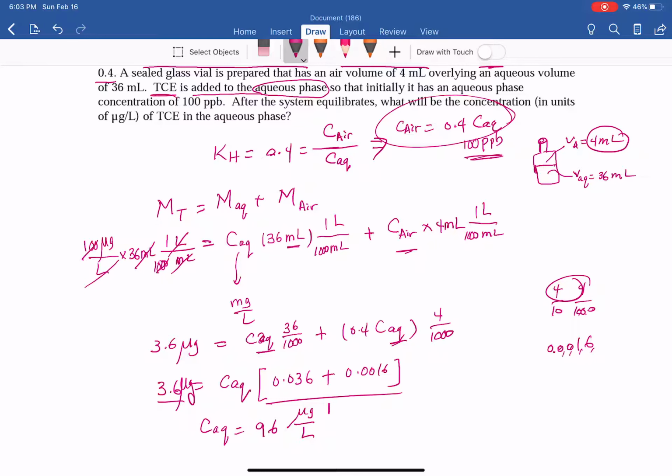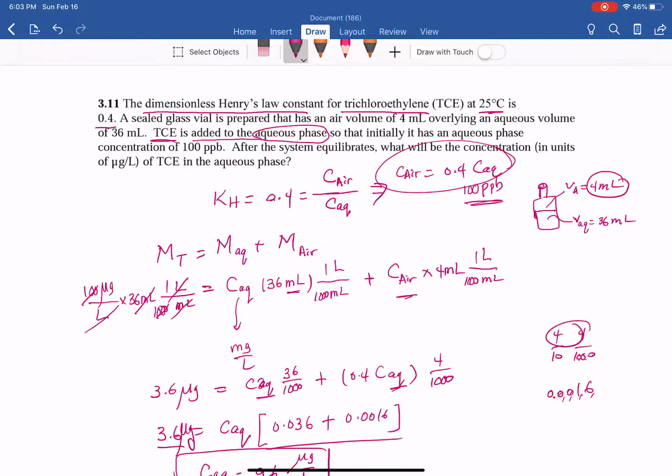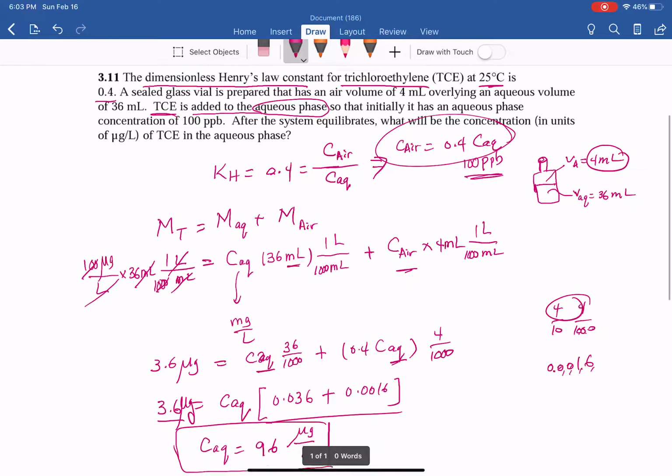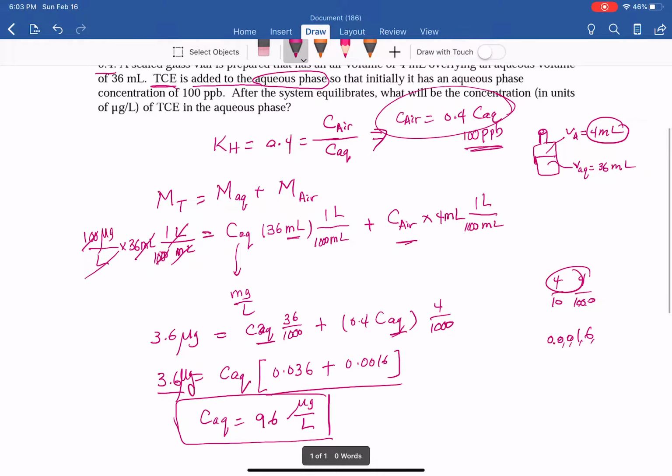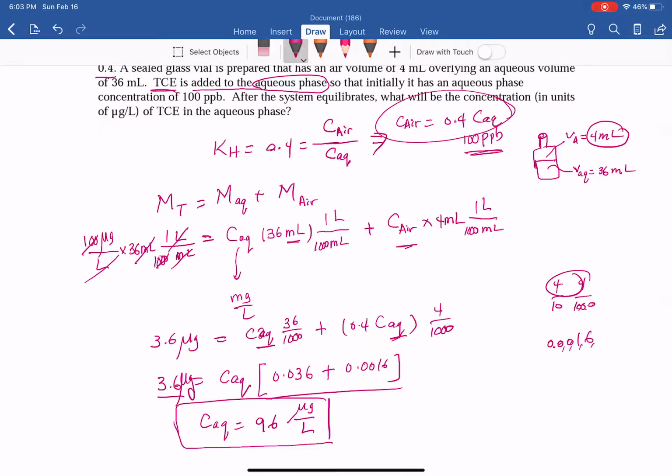So this is the concentration after equilibrium. That's the concentration of TCE in the aqueous phase. Okay? The rest, remember, it was 100 parts per billion initially. So 96 is going to stay here, and 4 micrograms per liter is going to go to the air. Okay? Not the whole 100 parts per billion will stay in solution; some will go to air. Okay? Thank you very much.